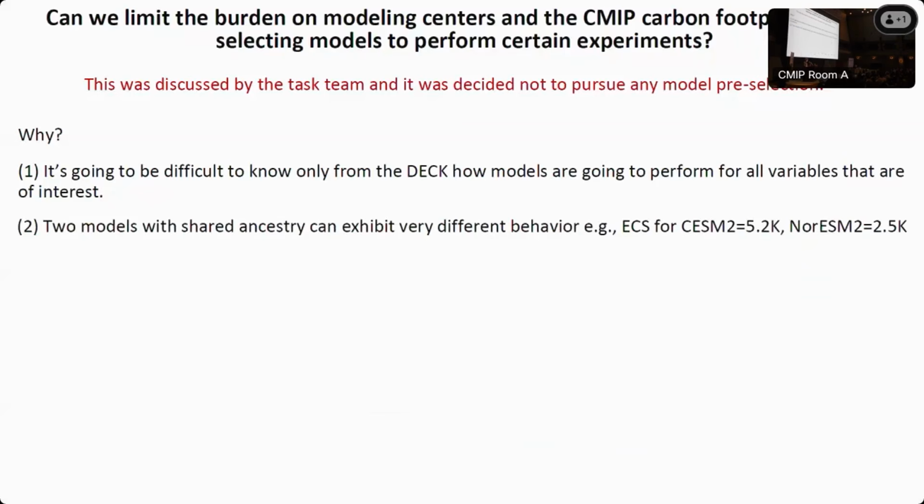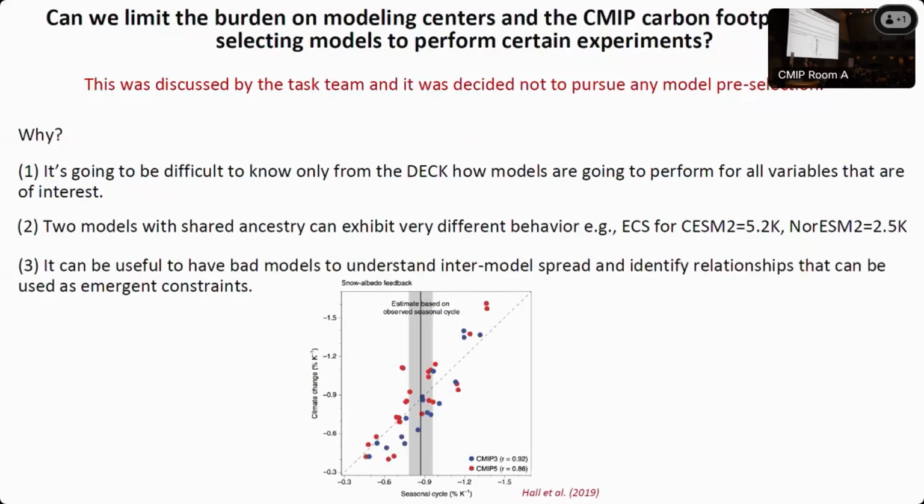And again, another example from CESM2, it was a hot model. It had an equilibrium climate sensitivity of 5.2. NorESM2, its atmospheric component is based on the atmosphere of CESM2, and it had one of the lowest equilibrium climate sensitivities. So by picking out models based on their lineage, you might miss out on diversity that would be there in the ensemble. And then finally, it can be useful to have bad models to understand intermodel spread and identify relationships that can be used as emergent constraints.